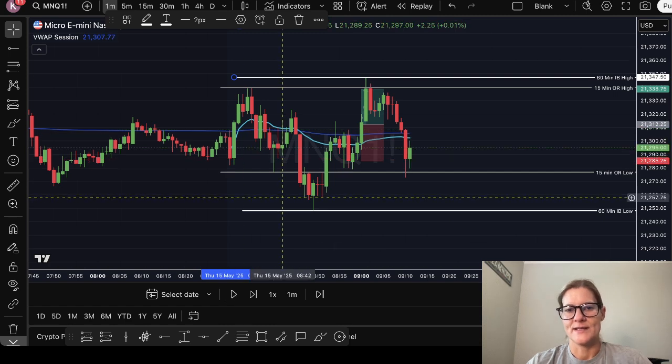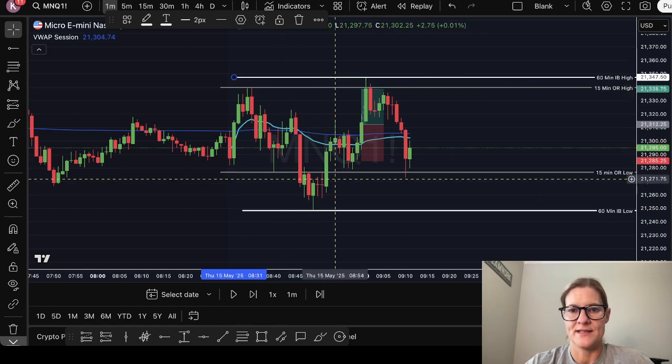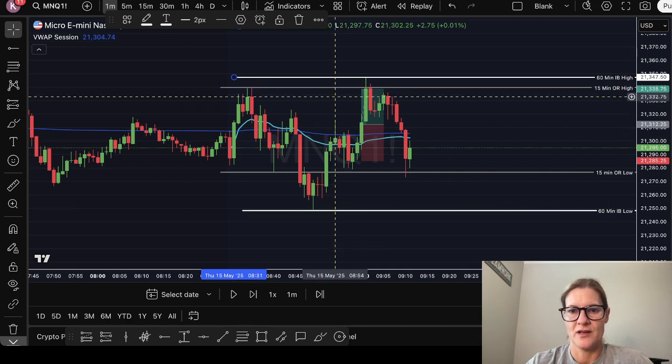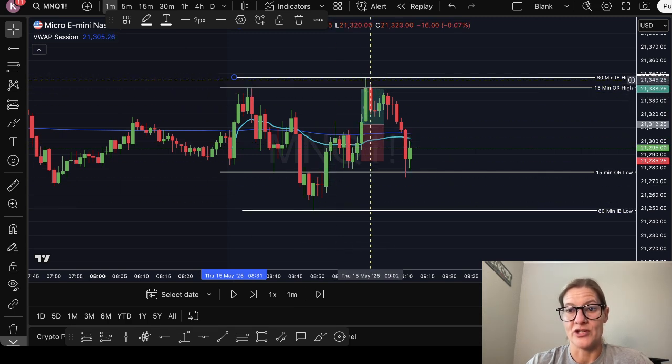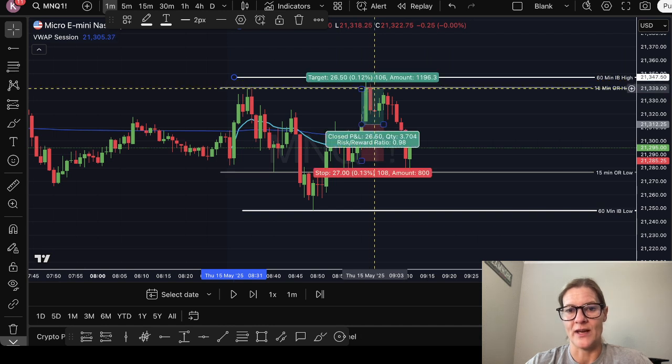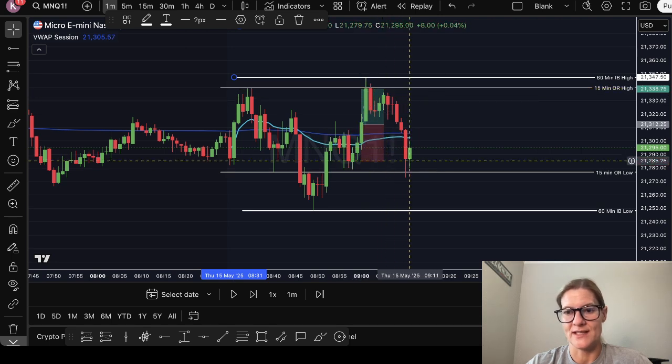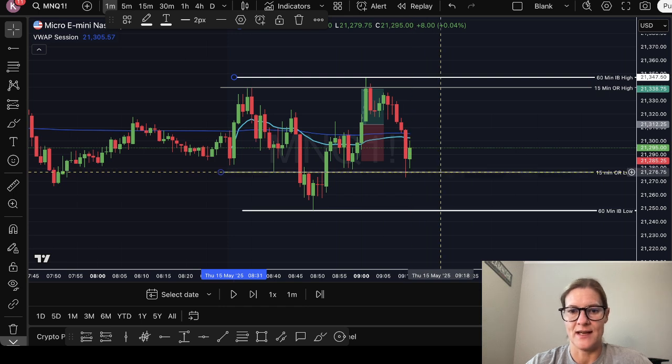All right, so like I was saying, it's very common for this to serve as a range. So right now we're rejecting that 15-minute opening range high that we had. I didn't take a short, but you could have. It looks like it's rejecting back down now, and actually it did. It hit that 15-minute opening range low.